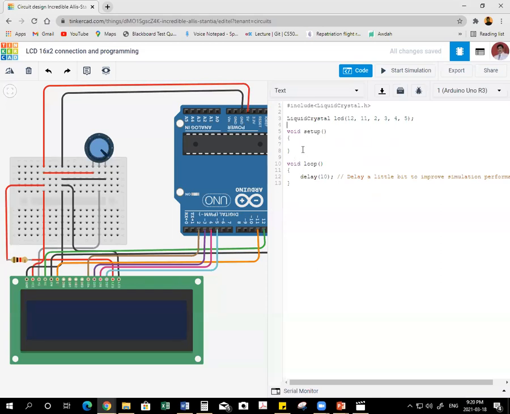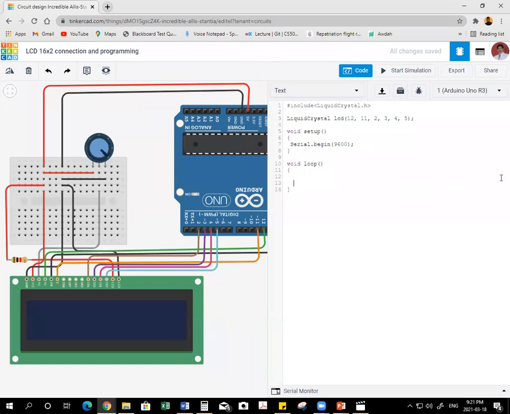Now in void setup, we will display what we are printing. Serial dot begin. We are giving the enable, serial begin. This is for the serial monitor. What exactly you are printing on the LCD, we will see in the serial monitor. So that's why we have to start the serial monitor so that it will be easy to understand.